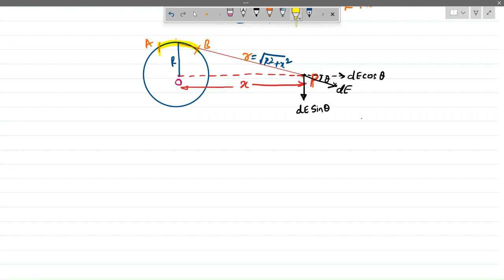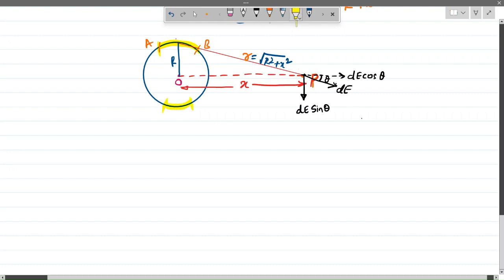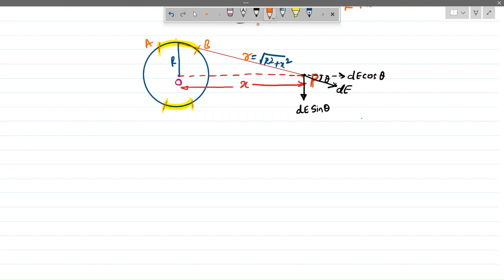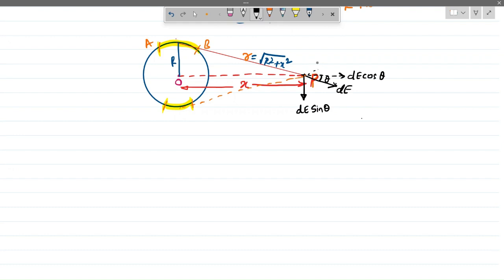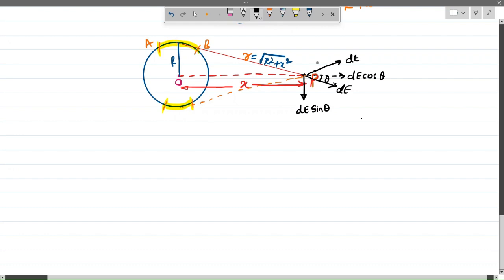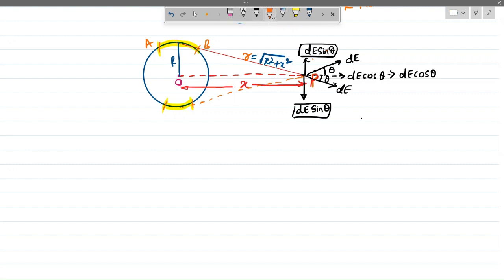And if we consider one more elemental strip somewhere here downside, here also the distance from this point to the point P is the same. Here again the electric field intensity is dE, because dE is common everywhere, and with the same angle theta with respect to the horizontal, it can be resolved into dE cos theta and, in the vertical upward direction, dE sin theta. Since the magnitudes of these two are the same and they are equal and opposite, they get cancelled out. Yes or no?